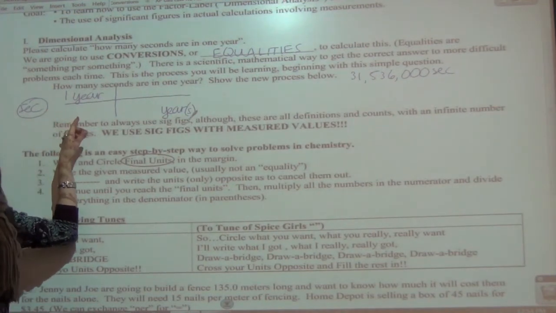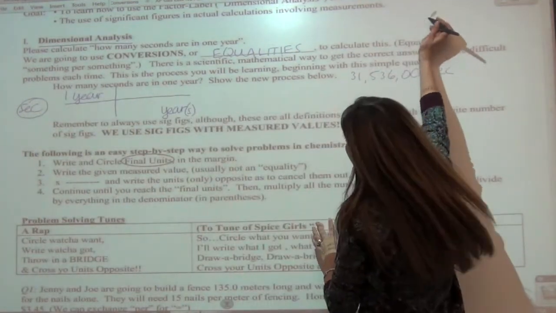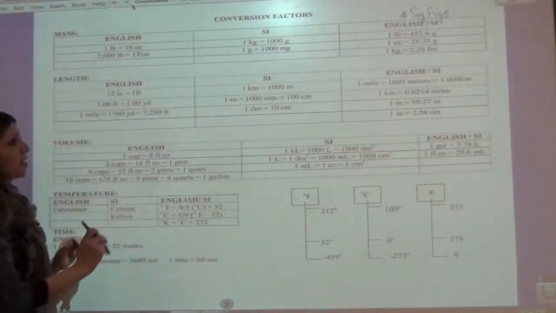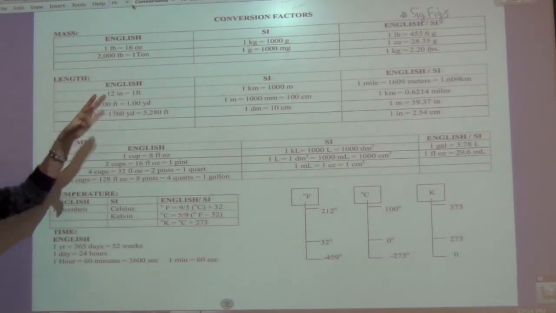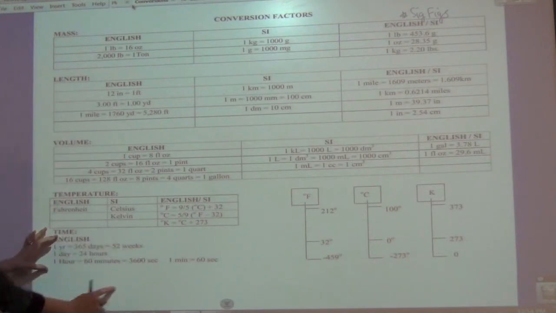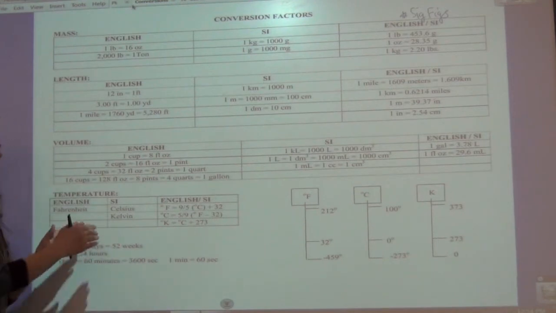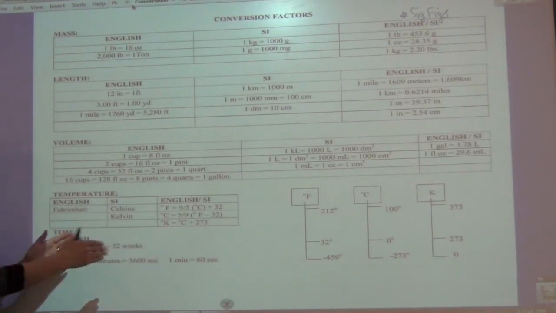There are 365 days in a year. Now, if you don't know, I'm sure you do in this case, but there's this little conversion sheet that I had created. The way that I broke this up was I have mass, length, volume, temperature, and time. And time's down here at the bottom, okay? And so what you're basically going to do is try to find what conversions or what equalities are going to help you get from one place to another.